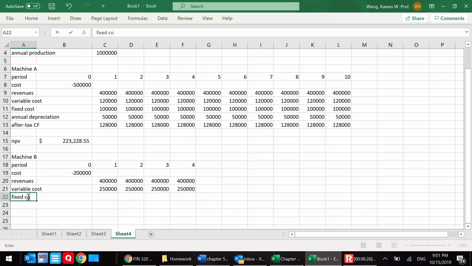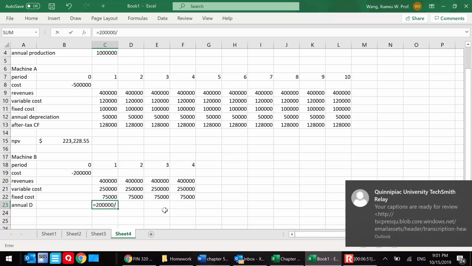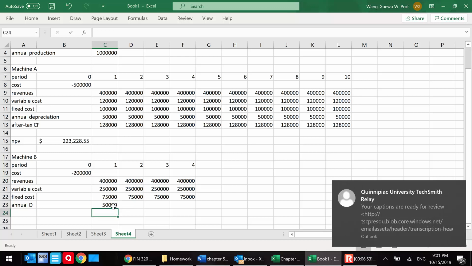And let's look at the fixed cost. Fixed cost is going to be 75,000, which is given in the question. Let's just copy this across. And now let's look at annual depreciation. This is for machine B, and it's costing 200,000 over 4 years. So that's 50,000.